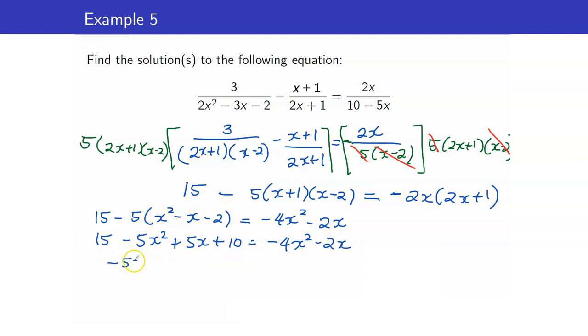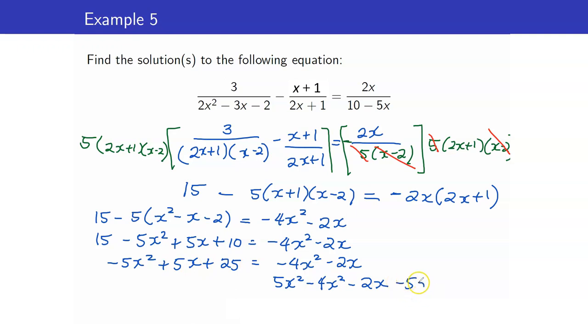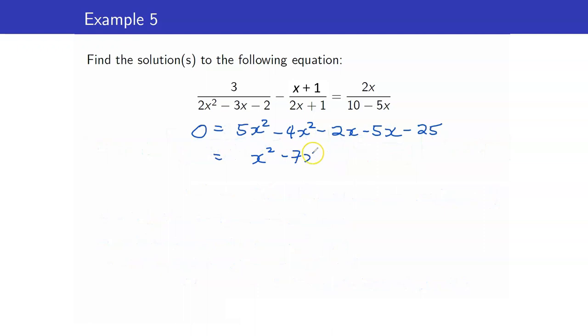Let me further simplify this. For quadratic equations, one side must be equal to 0. Let me put all the variables and the constants here. So I have 5x squared minus 4x squared minus 2x and then minus 5x minus 25 is equal to 0. Simplifying this, we get x squared minus 7x minus 25. Is this factorable? No.